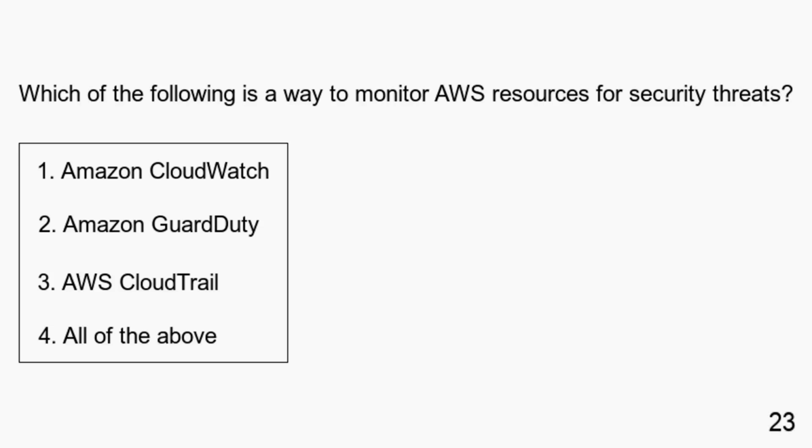Which of the following is a way to monitor AWS resources for security threats? Amazon CloudWatch, Amazon GuardDuty, AWS CloudTrail. All of the above.